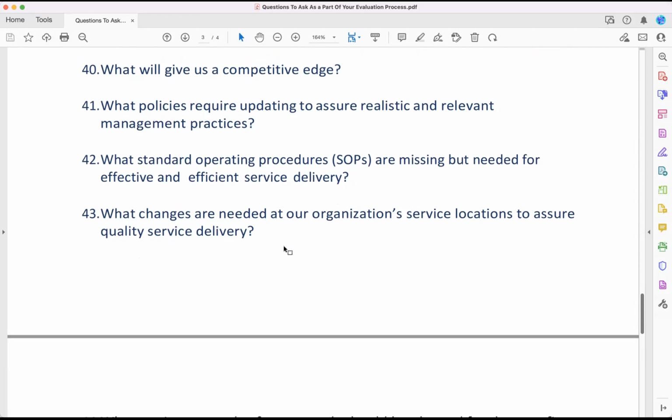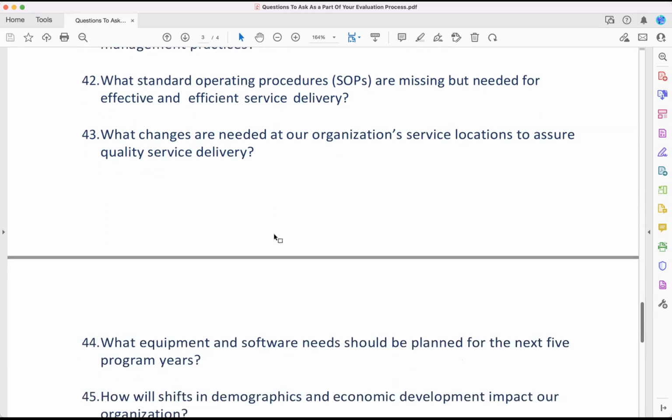Something else you want to think about is your physical location. What changes are needed at your organization's service locations to assure quality service delivery? If you have an office where you see program participants, let's say you're doing career counseling, but you know that many of the population you serve may have issues with getting transportation, is your physical office, your service location, on a bus line? Can somebody get to it using public transportation?